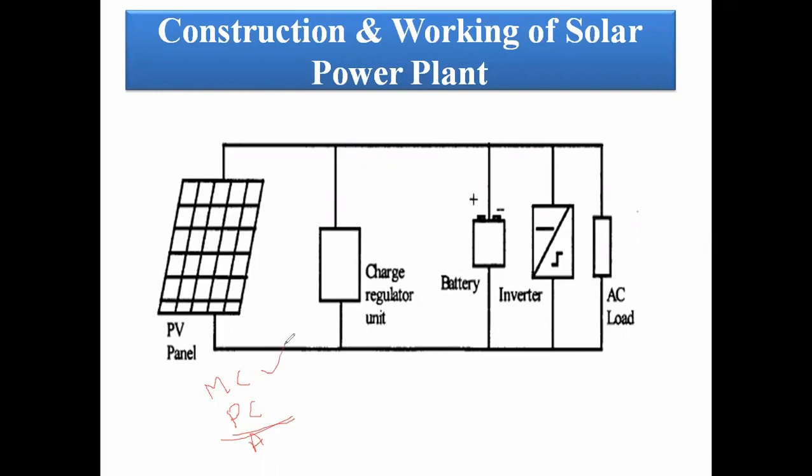In monocrystalline, the efficiency is high, but at the same time the cost is also more. In polycrystalline, the efficiency is lower, but the cost is also less. In India, the polycrystalline photovoltaic panel is mostly preferred, because the solar radiation in India is very high. No need to go for monocrystalline.